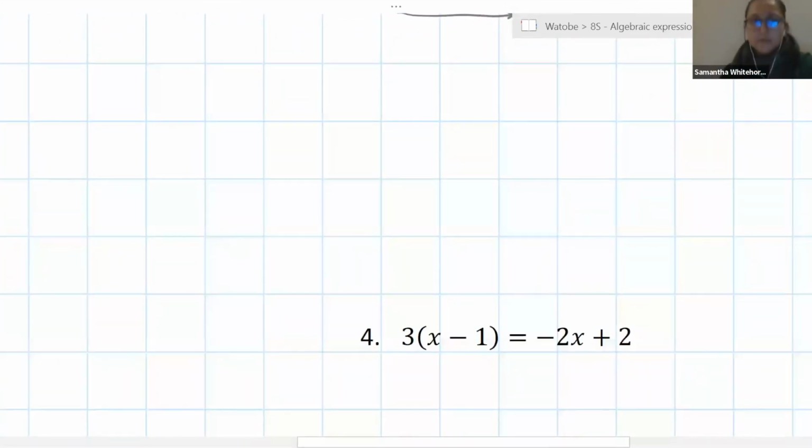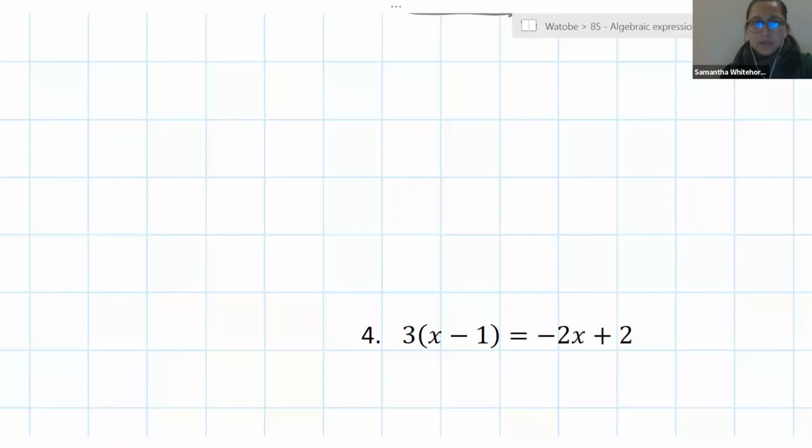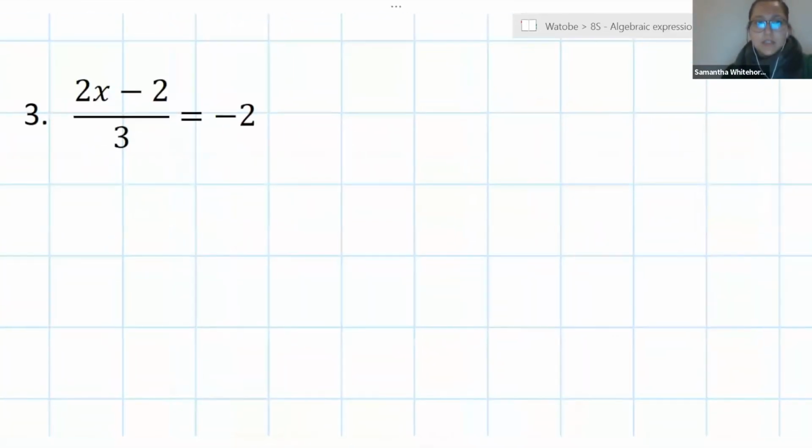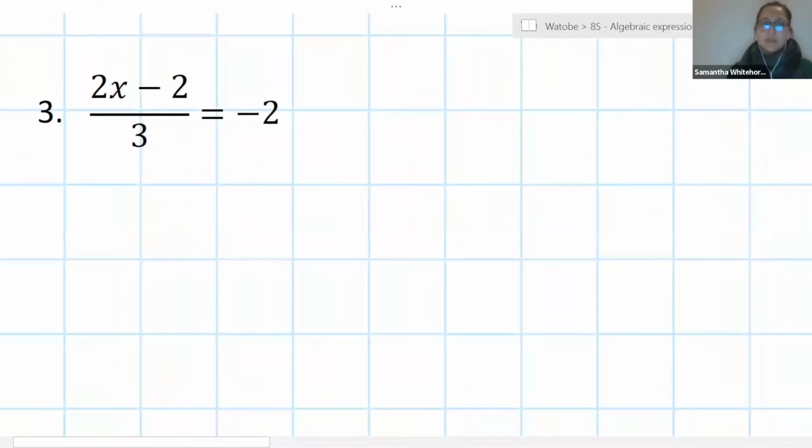Oops, whoops. Absolute chaos. Okay, question 3. We've got 2x minus 2, divided by 3, equals negative 2. So what we now need to be careful of here is we've got a fraction. Now, guys, anytime you have a fraction in an equation, we need to know what operation that's working with. And we know that fractions mean division.